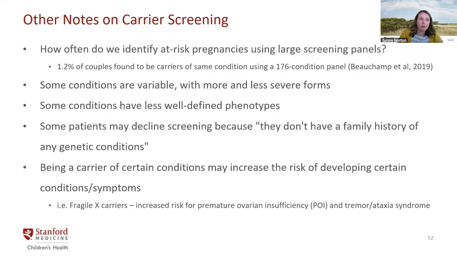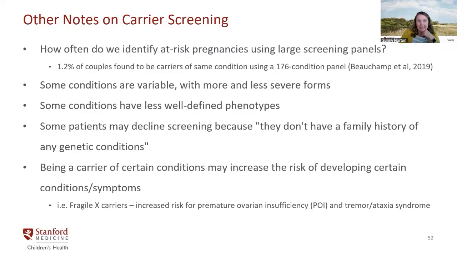And then being a carrier of certain conditions might increase the risk of developing certain conditions or symptoms. For example, individuals who are Fragile X syndrome carriers are at an increased risk for premature ovarian insufficiency and tremor ataxia syndrome. So when we're talking to couples about carrier screening, we might say that we might find a result that could impact some of your medical care or recommendations for you, just so we have given them a little bit of a heads up around that and we don't catch them by surprise.